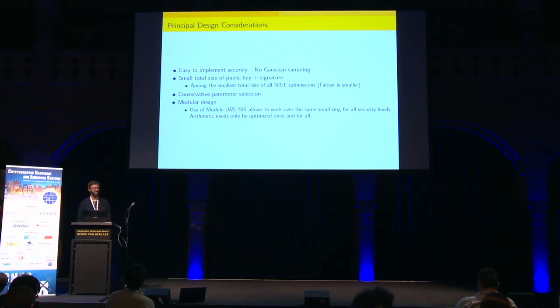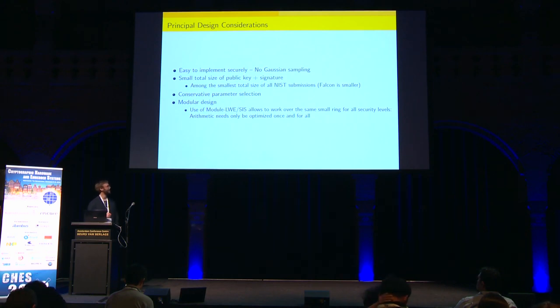First, the scheme is supposed to be really easy to implement, and for this reason, there's no Gaussian sampling whatsoever. The reason is that we think it's very difficult to get Gaussian sampling correct, and even more difficult to implement it in constant time, and therefore we completely omitted this. The second goal was to get the total size of public keys plus signatures small, and if you take this as your metric, then Dilithium really is one of the shortest signatures in the first round of the NIST process. There's only one signature which is considerably smaller, and this is Falcon, which uses Gaussian sampling.